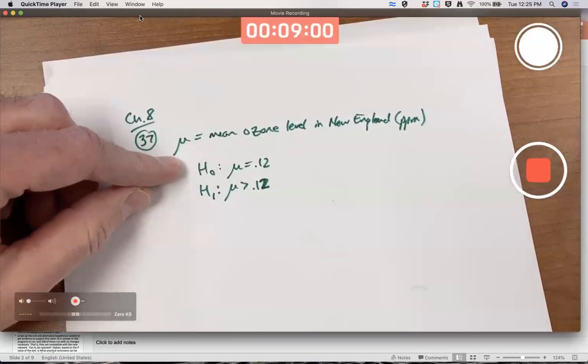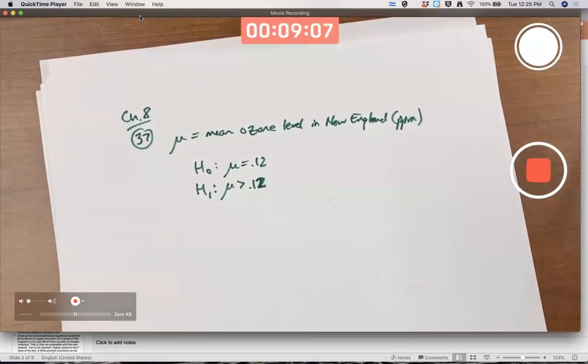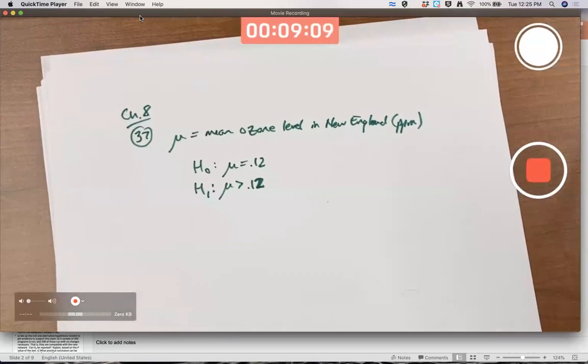And why is that a good thing? That's a good thing because even though you might like to reject the null, you want to make it hard on yourself. You want strong evidence before you do because you don't want to make a type 1 error.